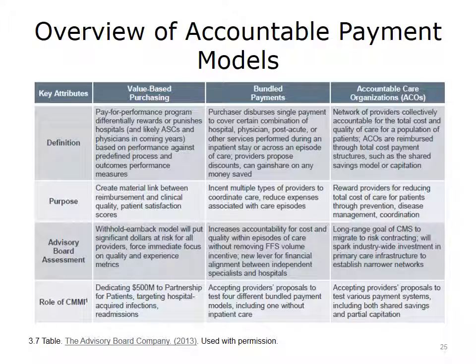Bundled payments are where a purchaser, whether the Centers for Medicare and Medicaid Services or a private insurance company, will disperse a single payment to cover a combination of hospital, physician, post-acute, and other services that are provided across an episode of care. Joint replacement is a good example of a fee that would be dispersed for caring for a patient who is receiving a knee replacement. The purpose is to incentivize multiple types of providers to coordinate care and reduce expenses across associated care episodes.